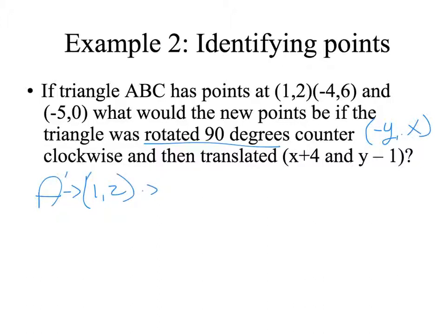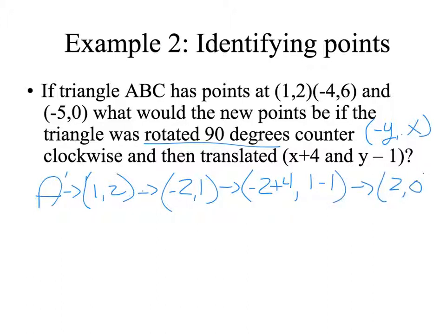I'm going to rotate it. When I rotate it, that's going to make it negative 2, 1. Now I'm going to translate it, and it's going to be my new x value, so negative 2 plus 4 and 1 minus 1. So my final point is going to be 2, 0.